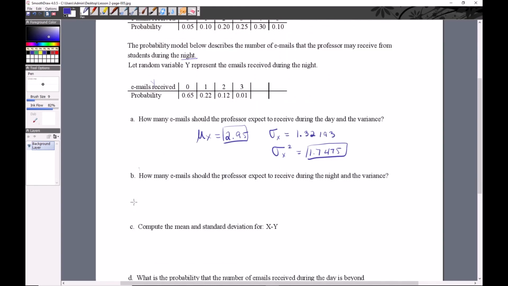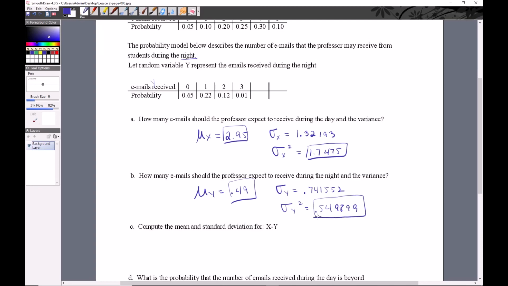All right, so those are those 2 things, and then for the night, I did those again on the calculator. So mu of y, the average I had was 0.49, so about half an email. The standard deviation was 0.741552. And so I squared that to variance, and that gave me 0.549899. All right. So then let me box in what they wanted just so we can be clear on what they asked for.